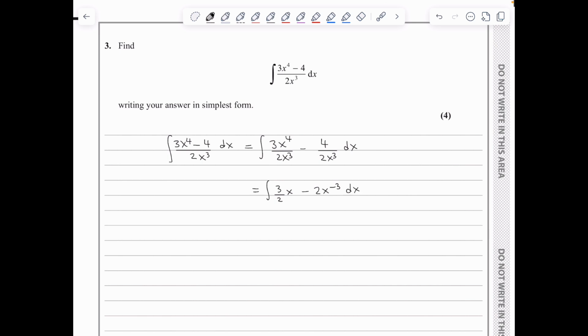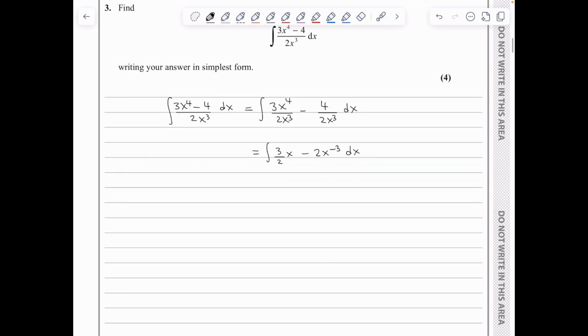We know that in integration we increase the power by 1 and we divide by the new power. So it's going to be 3 over 2 times x squared over 2 minus 2x to the negative 2 over negative 2 plus the constant of integration. Now we've got simplifications. The 2 here with the 2 will cancel out. The minus with the minus will give me a plus. So all in all, we're looking at 3 over 4x squared plus x to the negative 2 plus c.